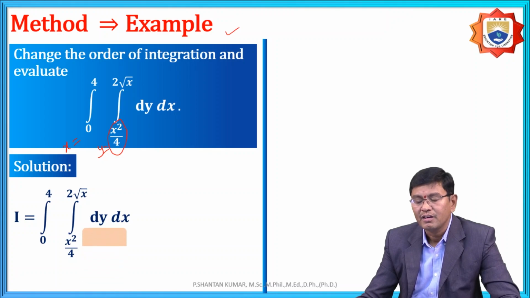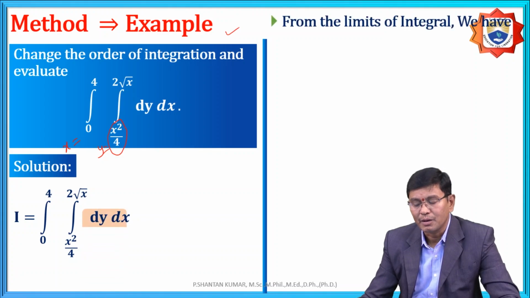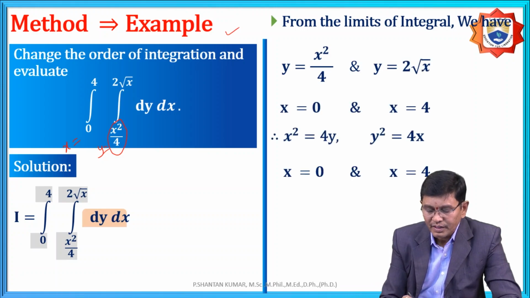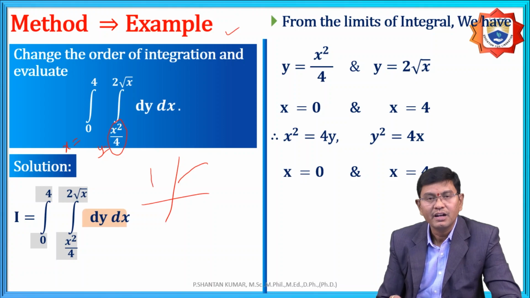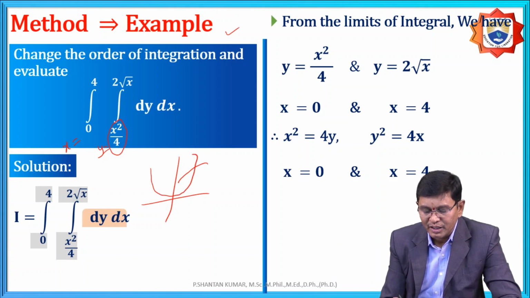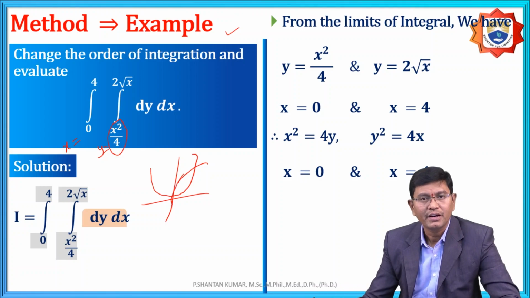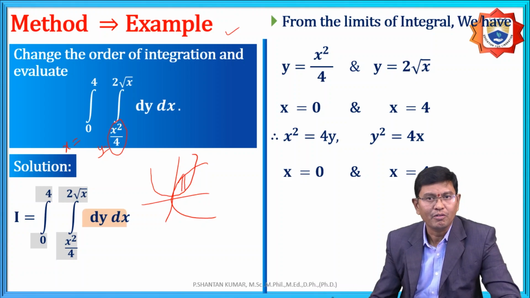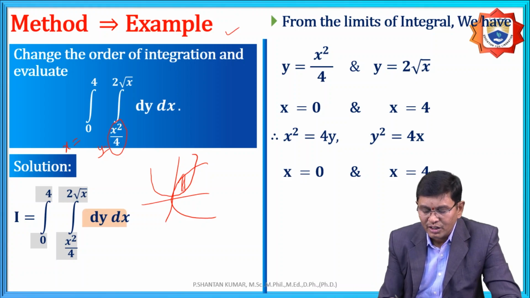Here, when we draw the diagram, we clearly obtain that the diagram should be, with y square is equal to 4ax, nothing but x square is equal to 4ay, such type of diagram. The upper limit, y is equal to 2 root x, also gives such a diagram. The intersecting bounded area is like this in the given problem. In this vertical strip, the lower strip is here and the upper strip is like this.